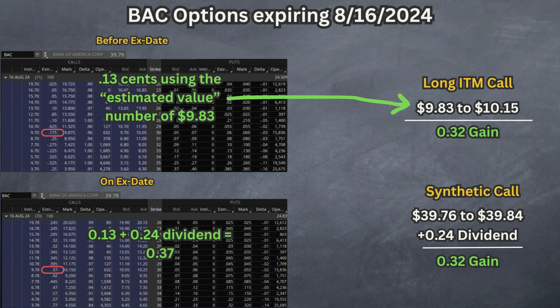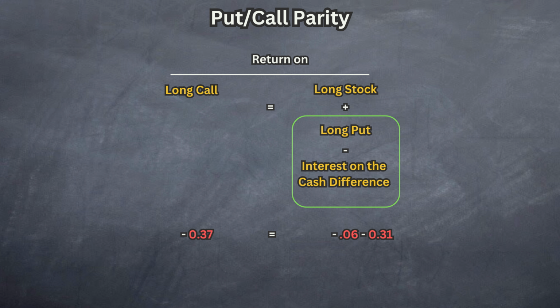And put-call parity exists because on the left side of the formula, there was a 24-cent gain in the form of time value on the X date, and on the right side, there was a 24-cent gain in the form of a dividend. So basically, the day before the X date, if the time value of the put plus the interest on the cash difference is greater than or equal to the dividend, then early exercise is not optimal.